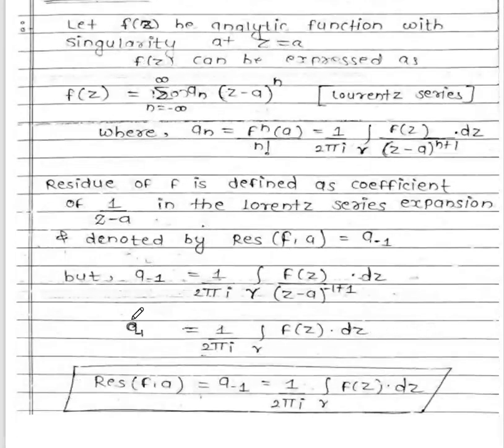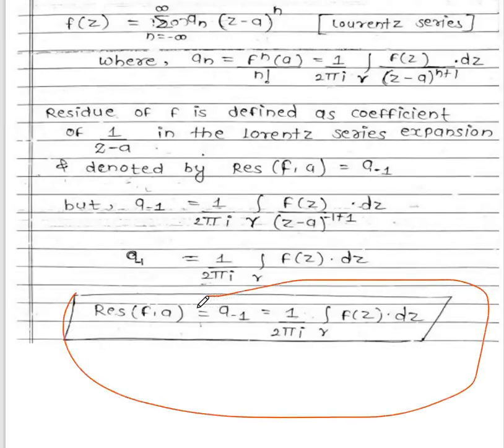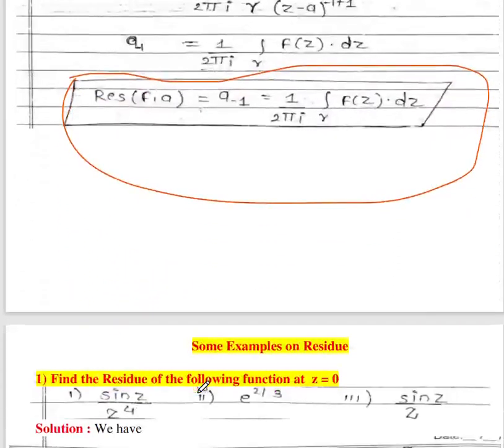But a minus 1 equals 1 upon 2 pi integral over gamma f of z upon (z minus a) to the power minus 1 plus 1 dz, and this is nothing but 1 upon 2 pi integral over gamma f of z dz. Therefore the residue of f at the point a, equal to a minus 1, equals 1 upon 2 pi integral over curve gamma f of z dz. So this is the definition of the residue. Now we will see some examples on residue.